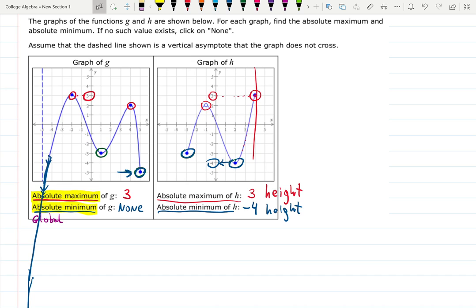Just make sure you don't mess up with case number 1, where you're not supposed to ignore this little arrow over here. That means the graph of the function keeps going down forever. And that's why there's no absolute minimum for the function g on the left-hand side.